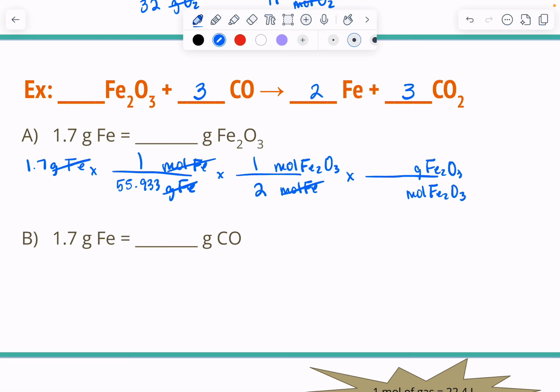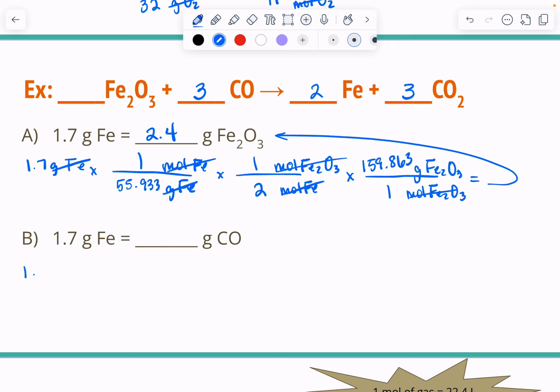So this is a relatively large molar mass when you add up the two irons and the three oxygens, and you should get a total molar mass of 159.863 when you add all those up. Moles of iron oxide is going to cross out, and when you solve this in your calculator, the answer that you should get is 2.4 grams.